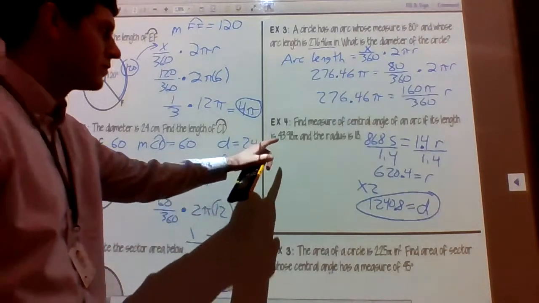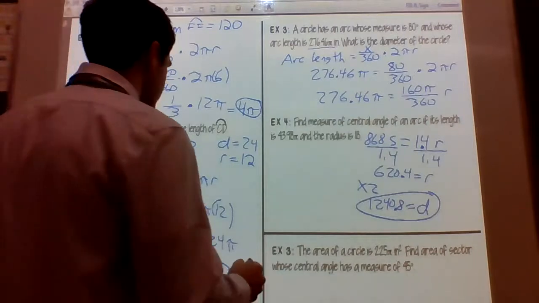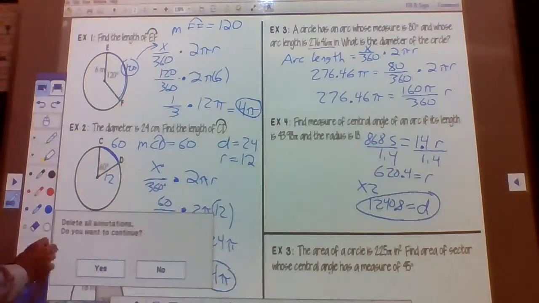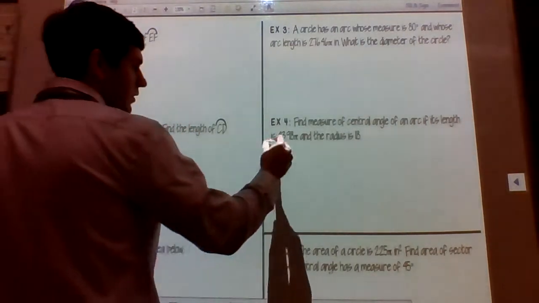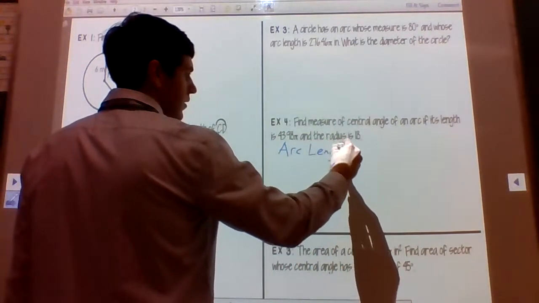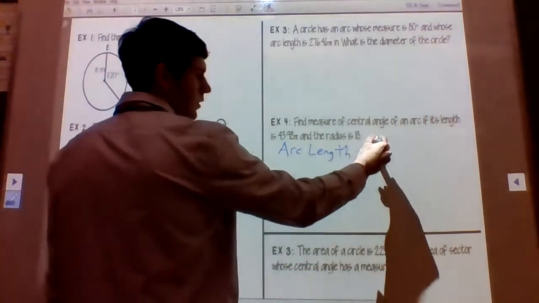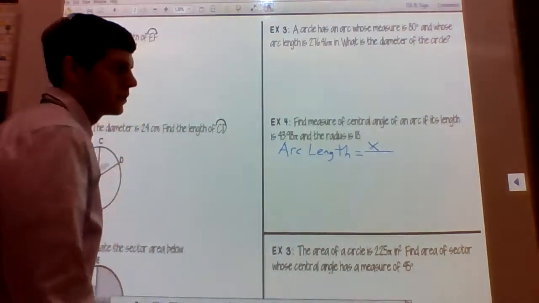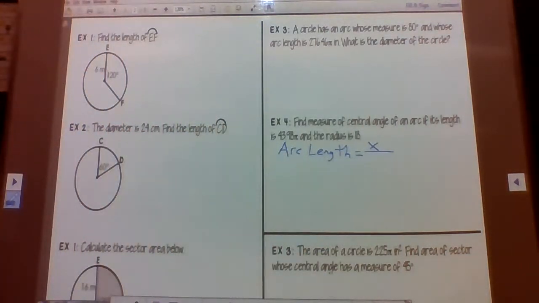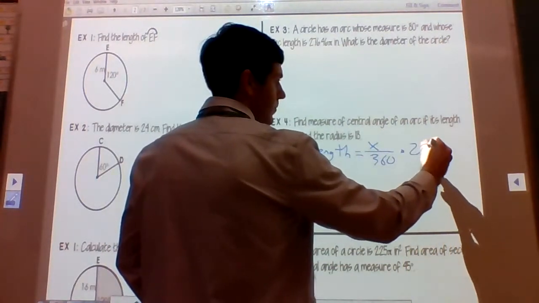Okay, number 4, find the measure of the central angle of an arc if its length is 43.98 pi and the radius is 18. So let me delete all this. Okay, and again here we're going to have arc length. The measure of a central angle, that's x, right? Because the central angle equals the arc length over 360 times 2 pi r.